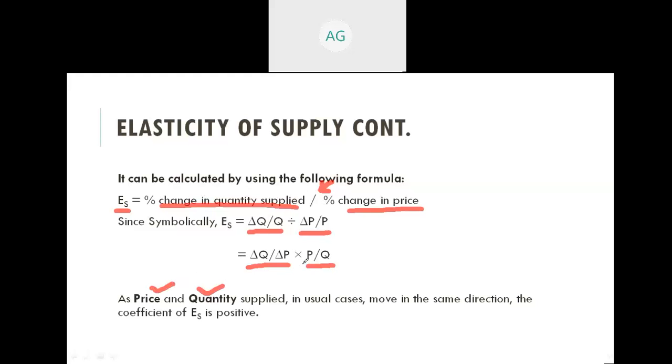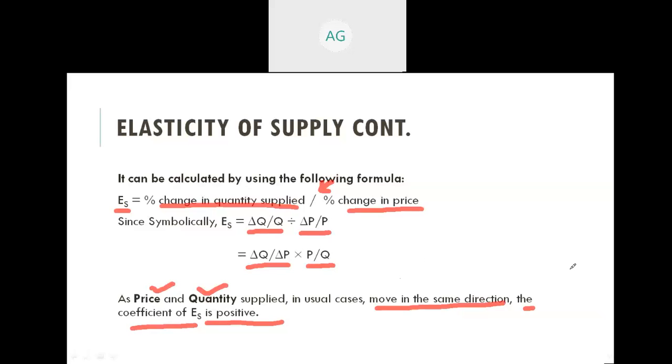As you can see here, P and Q denote the price and quantity respectively. As price and quantity supplied in usual cases move in the same direction, the coefficient of ES, the coefficient of elasticity, is positive. As P and Q are moving in the same direction, they denote a positive quantity, so the ES will also show a positive sign. So by using this method, we can represent the elasticity of supply in a mathematical form. Just remember this.